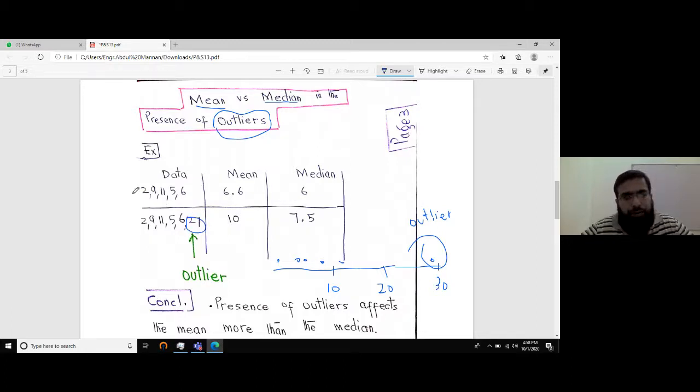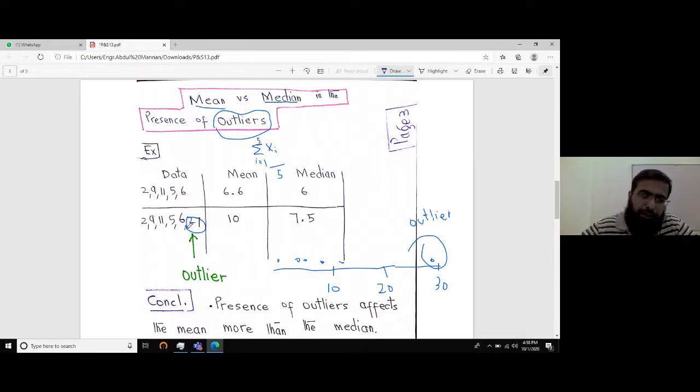So if we have this data set, the mean is 6.6 and the median is 6. The mean was computed using the formula summation over i from 1 to 5 of xi, divided by 5, that we studied in our last lecture. And for the median, we arranged these numbers in increasing order. The middle value is 6. So 6 is the median.